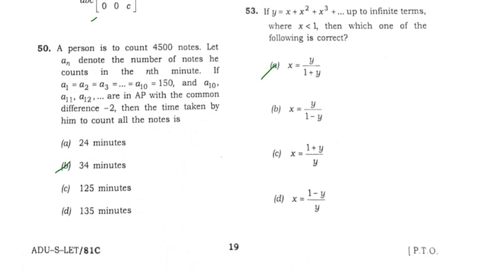A person is to count 4500 notes. Let a_n denote the number of notes he counted in the nth minute. If a1 equals a2 equals a3 equals ... equals a10 equals 150, and a10, a11, a12 are in arithmetic progression with common difference minus 2, then the time taken by him to count all the notes will be 34 minutes. Anyway, solve this question and you will get the answer.